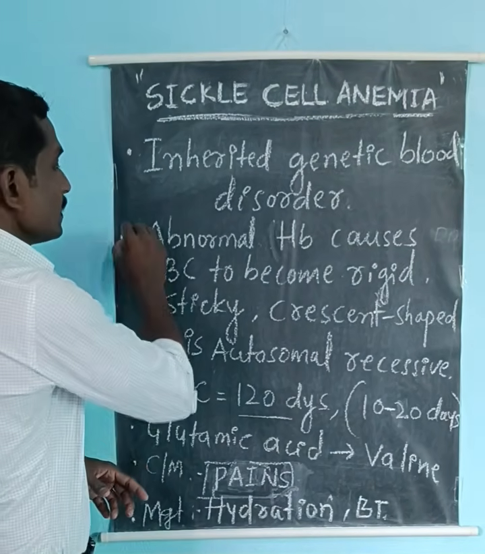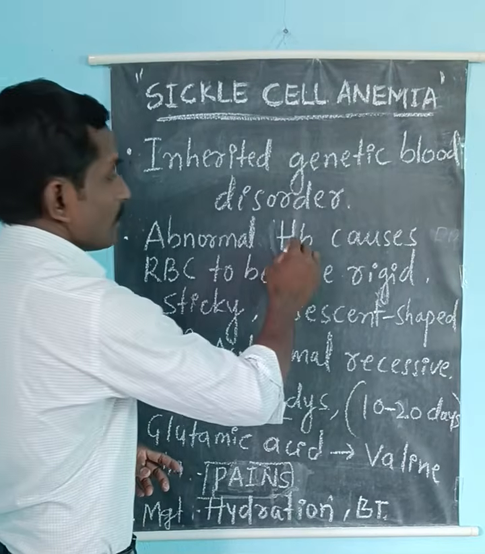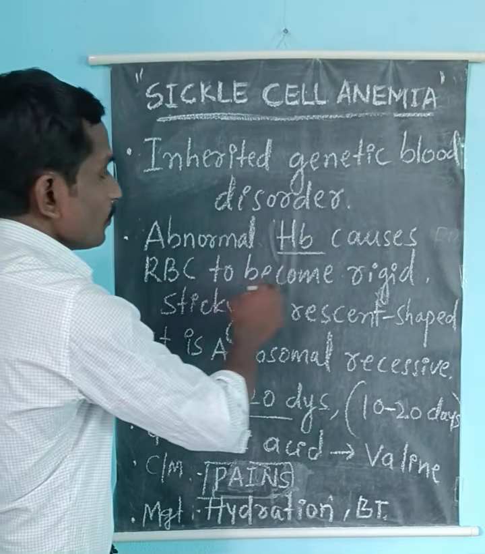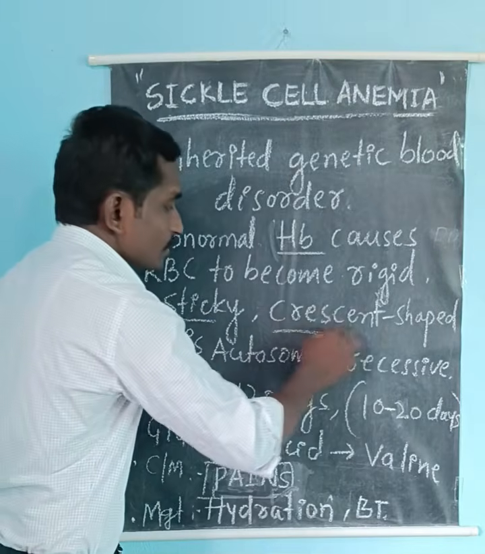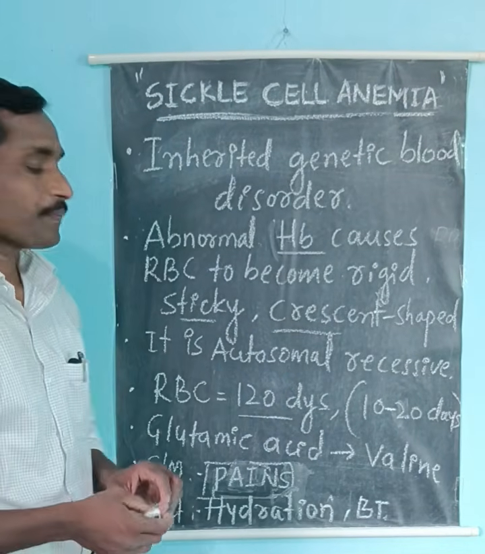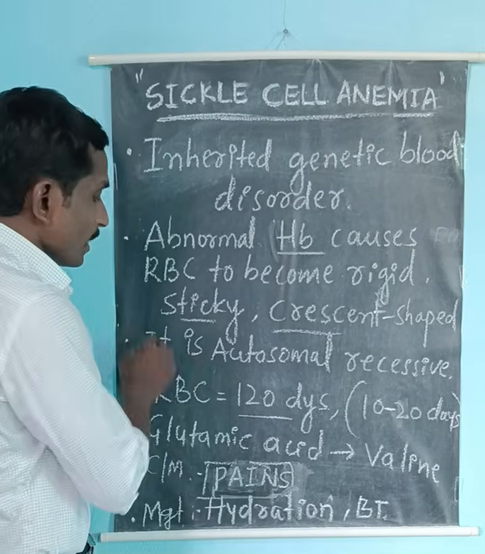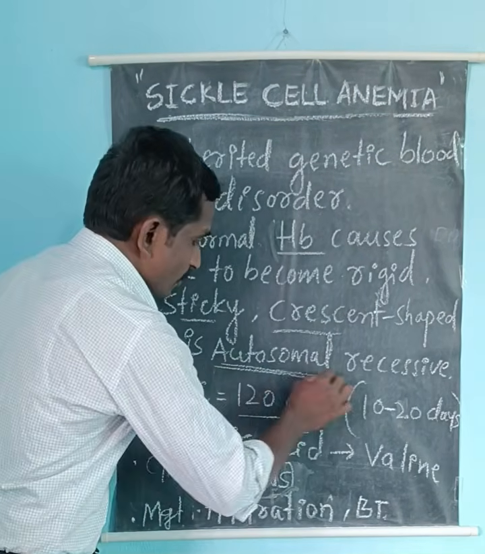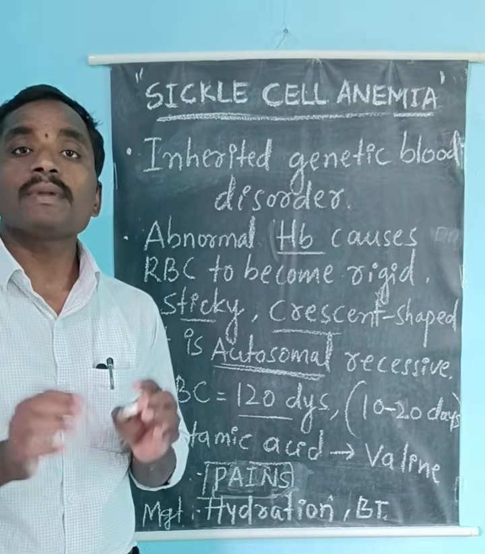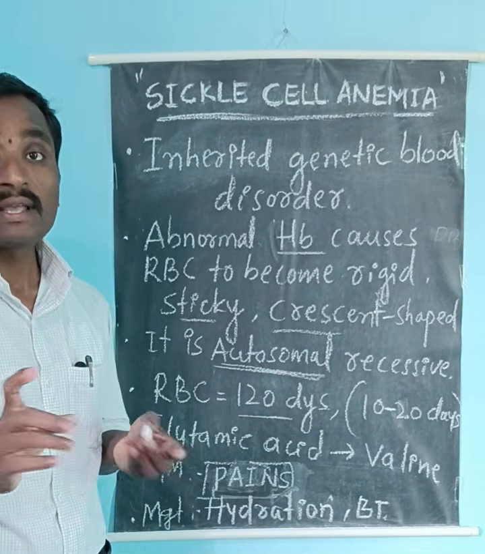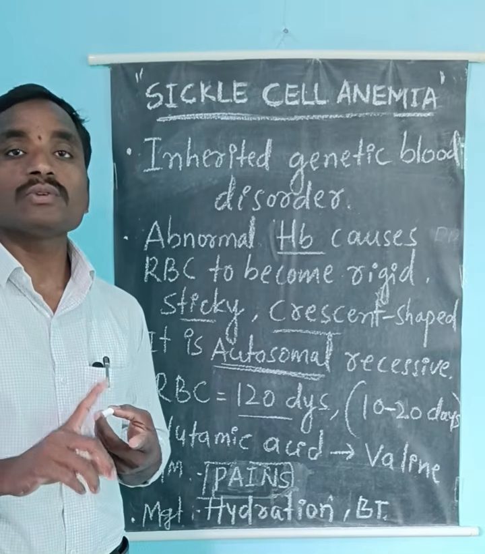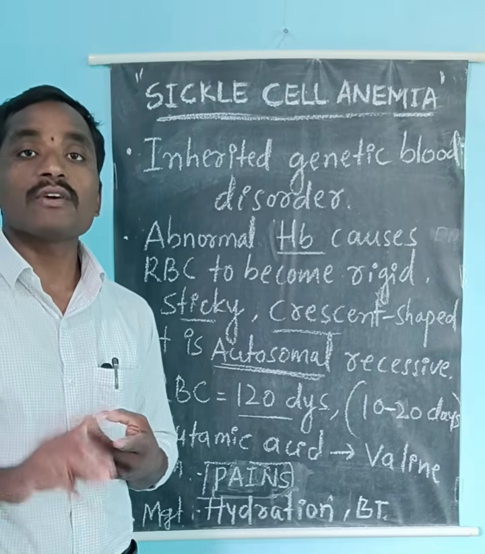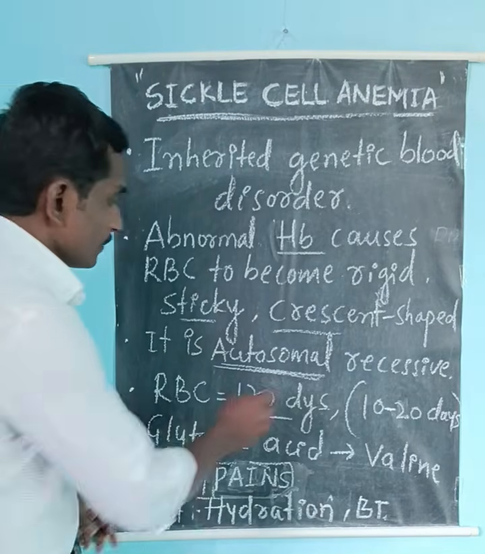So what happens here? Abnormal HB, the hemoglobin, causes the RBC to become rigid, sticky, and crescent shaped. Here it is an autosomal recessive disorder. Autosomal means these are the chromosomes that do not play an important role in sex determination. They play an important role in growth and development, metabolism, and physical characteristics.